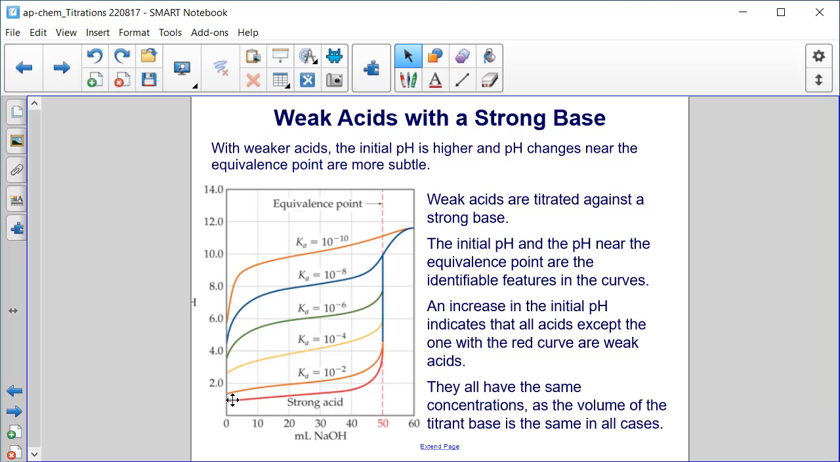So you can see our initial pHs, and then in the vertical sections, the pH at the equivalence point. An increase in the initial pH indicates that all acids except the one with the red curve right here are weak acids. See how we see a slight increase in the initial pH? They all have the same concentrations as the volume of the titrant base is the same in all cases.